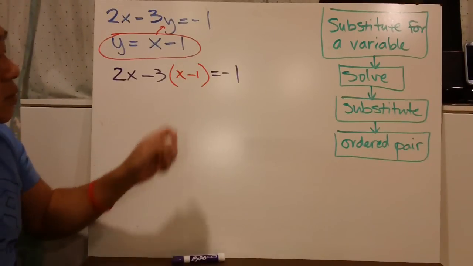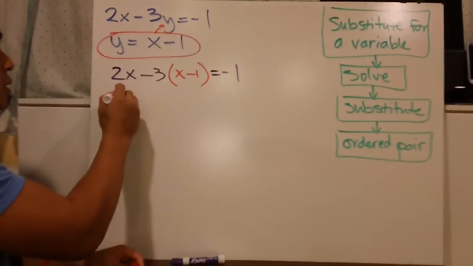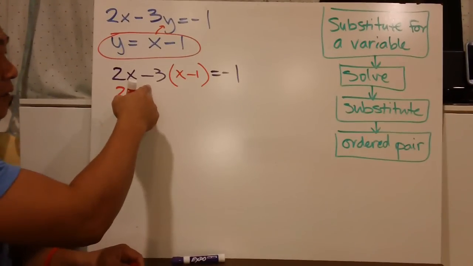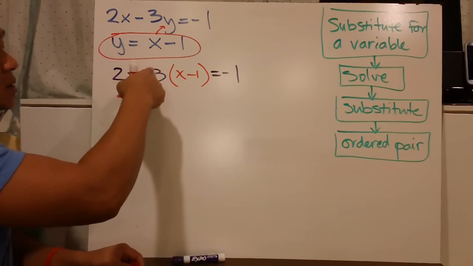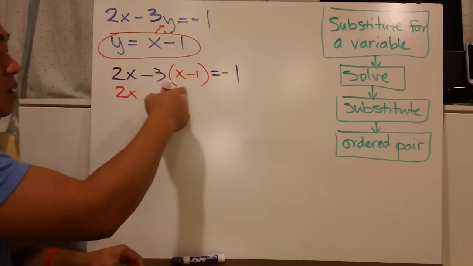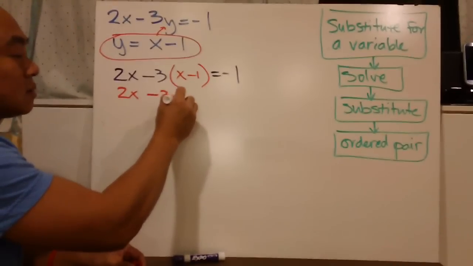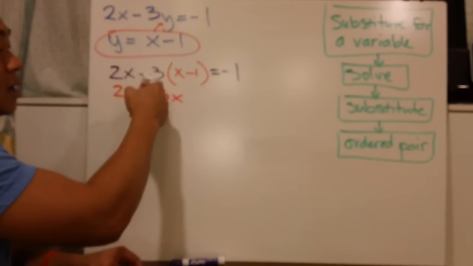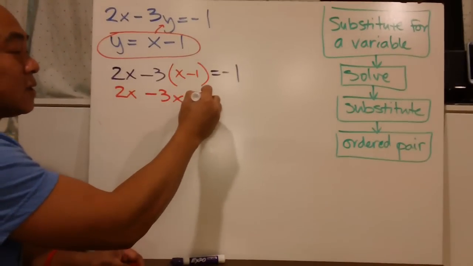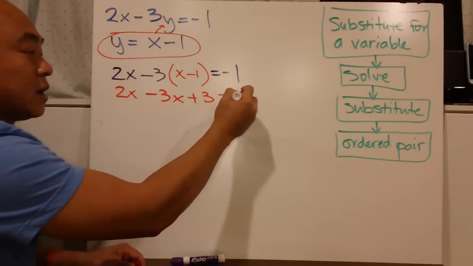And don't forget, we want to distribute first. So here I have 2x. When you're distributing the minus 3 to both of these terms, it makes a minus 3x. And then a negative 3 times a negative 1 makes a positive 3, is equal to negative 1.